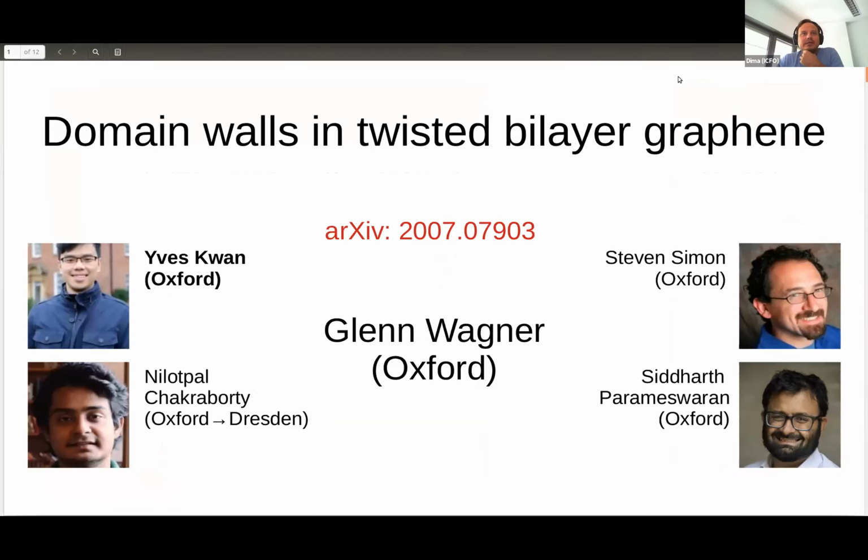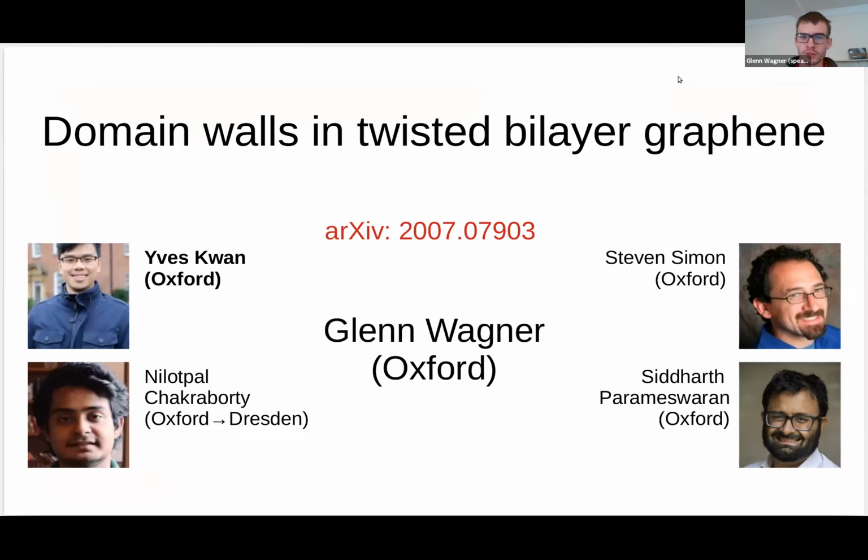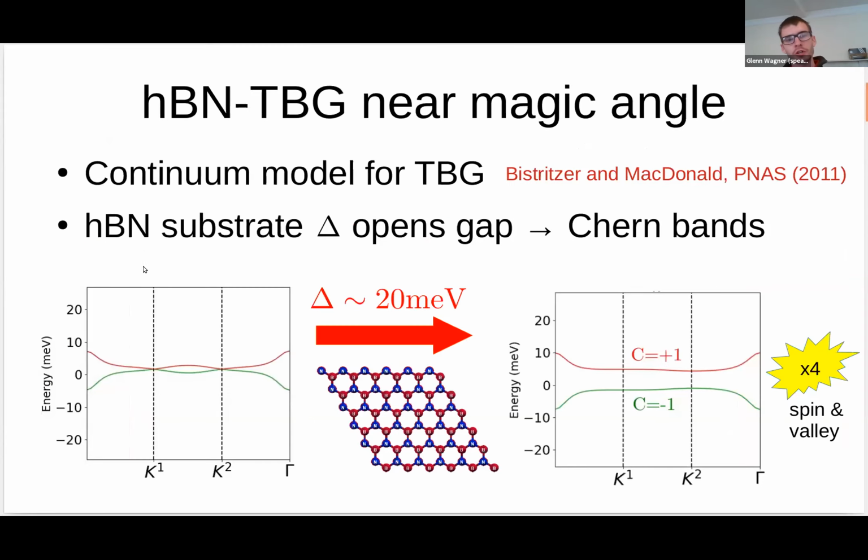Thanks. So I'm going to be talking about domain walls in twisted bilayer graphene. And first of all, I'd like to thank my collaborators on this project. The two PIs on this project were Steve Simon and Sid Parameswaran. We also had a master's student working on this, Nilad Pal. And most of the heavy lifting was done by Yves, who's a PhD student at Oxford and also gave a talk yesterday.